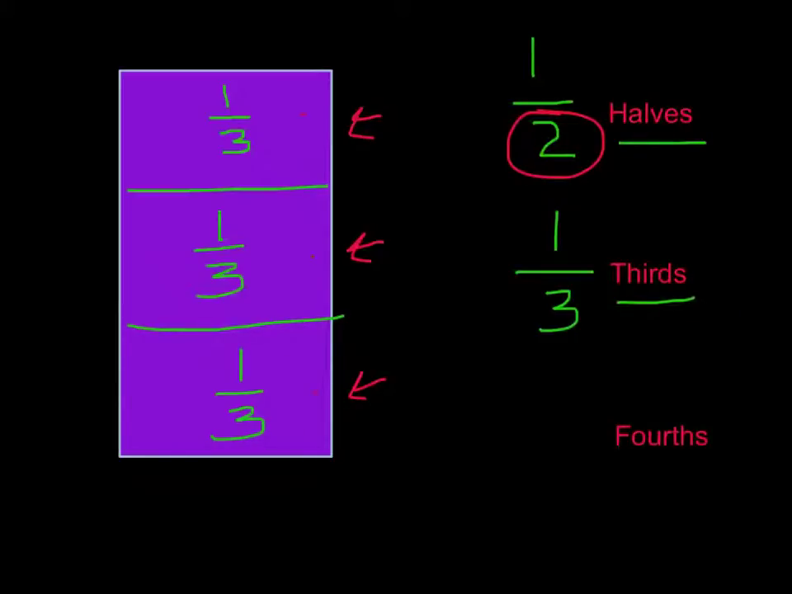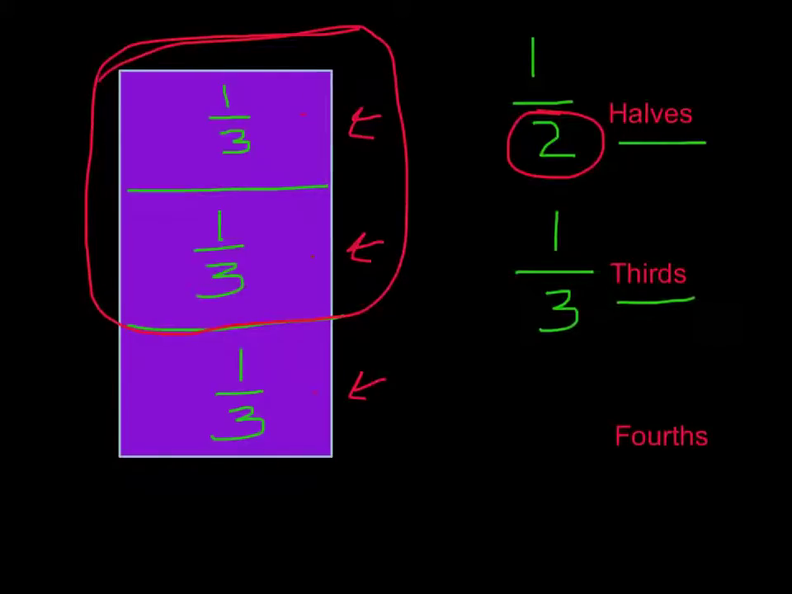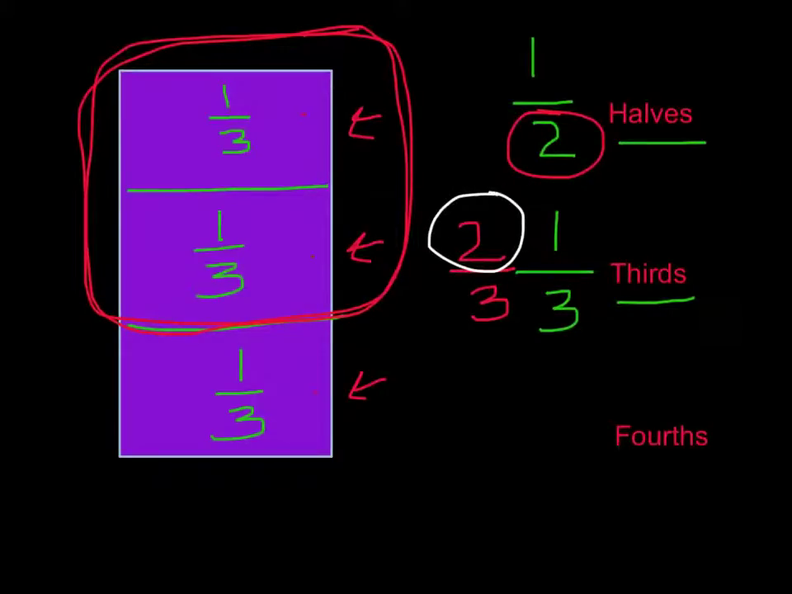I could, however, also say I'm speaking now about the top 2/3 of this shape, in which case I could write a fraction that says 2/3. That means I have circled 2 out of 3 equal parts of that rectangle.